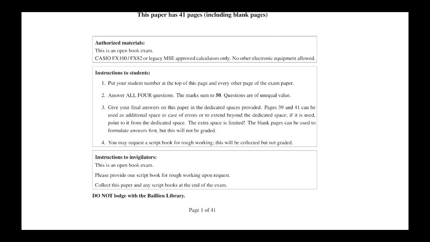You can also ask for a script book if you prefer to do rough working in the script book, but I won't grade what's in the script book. It'll be collected at the end of the exam, but I won't look at it. If you need a script book, you'll have to ask for one. There won't be one on the table already.